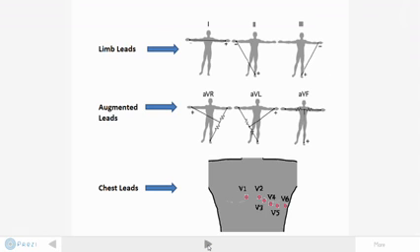The different positions of the leads provide more information about the heart, since different parts of the heart can be seen better from different angles. To understand how this relates to the ECG trace, we will now focus on one of the chest leads.